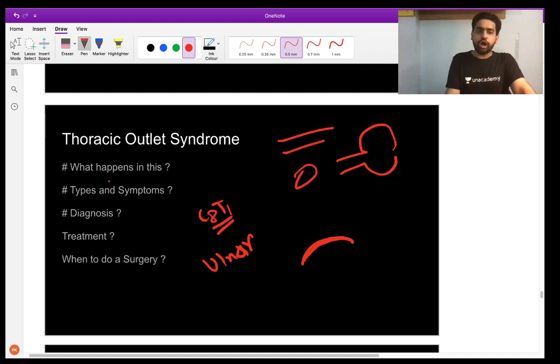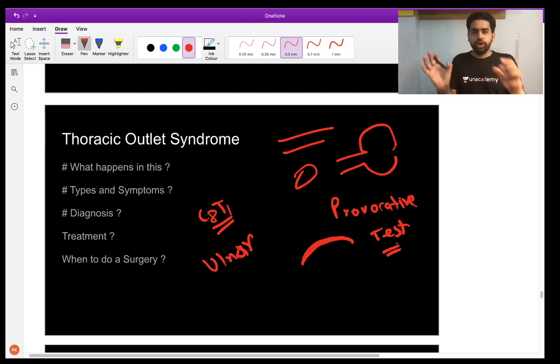Now, the important thing is, how do you diagnose this particular condition? There is no investigation of choice to diagnose it. What you have are provocative tests. What do you understand by a provocative test? It means you provoke the symptoms. The patient is not having symptoms when sitting, but you perform some maneuvers and provoke the disease to manifest its symptoms. There are various methods to do it.